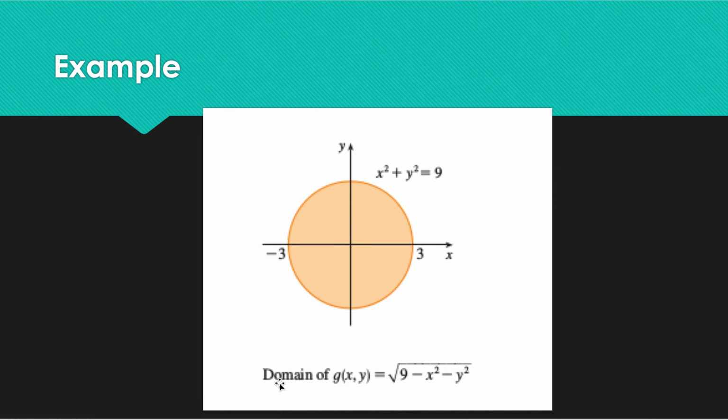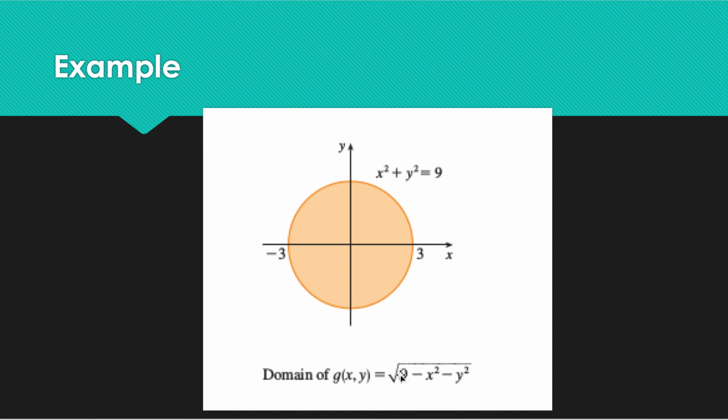Another example is 9 minus x squared minus y squared. So at first you might go, well, wait, why is this x squared plus y squared? That's because I need 9 to be larger than x squared plus y squared. So when I put the x squared and y squared in parentheses, I have to factor a negative out. So it becomes 9 minus (x squared plus y squared).